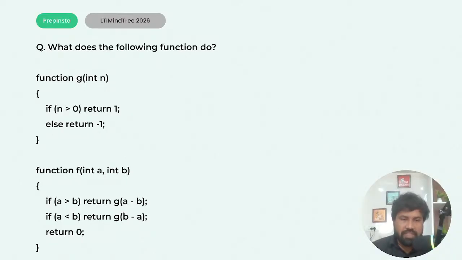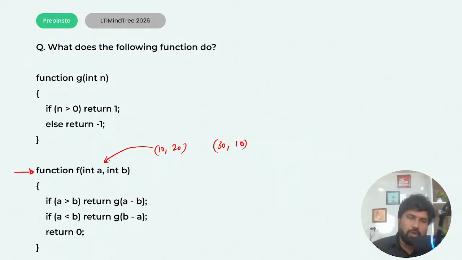So the function g is called here, right? So the function will start from here. Function f, int a and b. Whenever you have this type of problem, guys, take 2 examples. One is 10, 20 and the next one I will always use is 30, 10. So first I will pass the pair 10, 20 to this problem. Let's see what will happen.